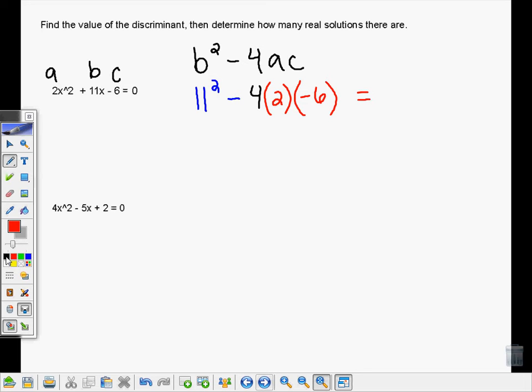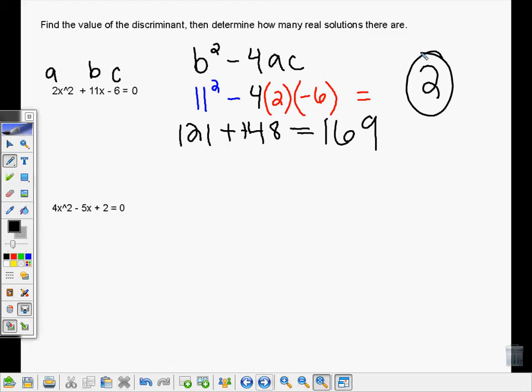Okay? 11 squared, we get 121. Minus 4 times 2 times negative 6. You could just put that in the calculator. 4 times 2 times negative 6, we get negative 48. Okay, so it's minus a negative. Remember that turns to positives. So 121 plus 48, I get 169 for my answer. That is obviously positive. Remember, since it is positive, we have 2 solutions, okay? Positive is 2. Let's try the next one.